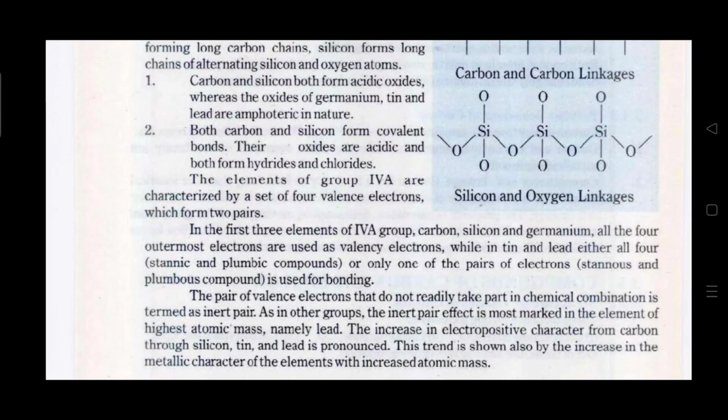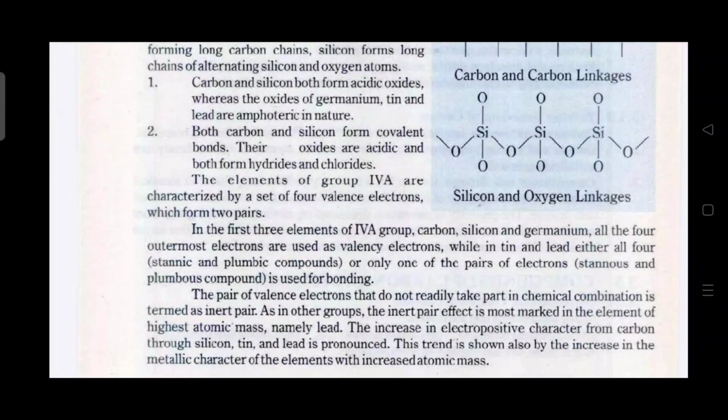If we talk about the metallic character of Group 4A, when we move from top to bottom, the metallic character increases down the group. And we can say that the upper members of Group 4A, which are carbon and silicon, are non-metallic in nature, while tin and lead are metals.